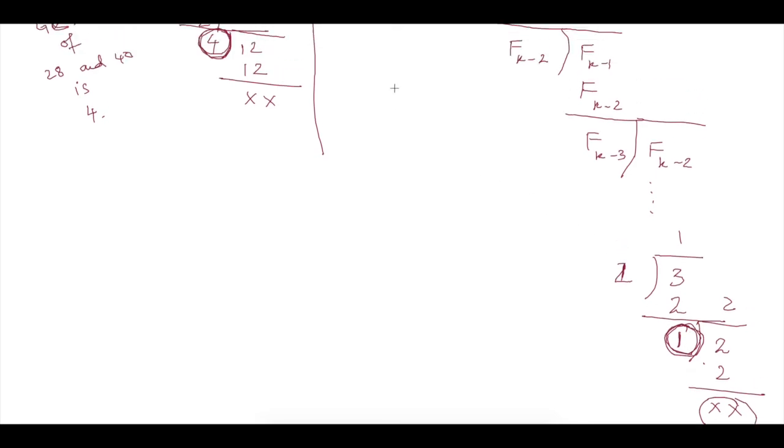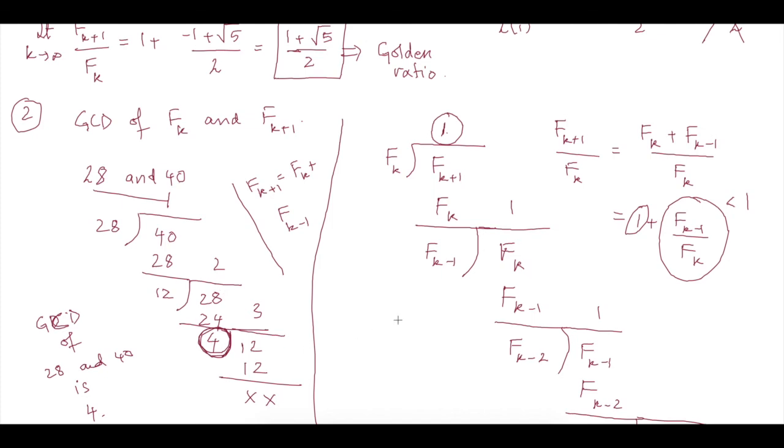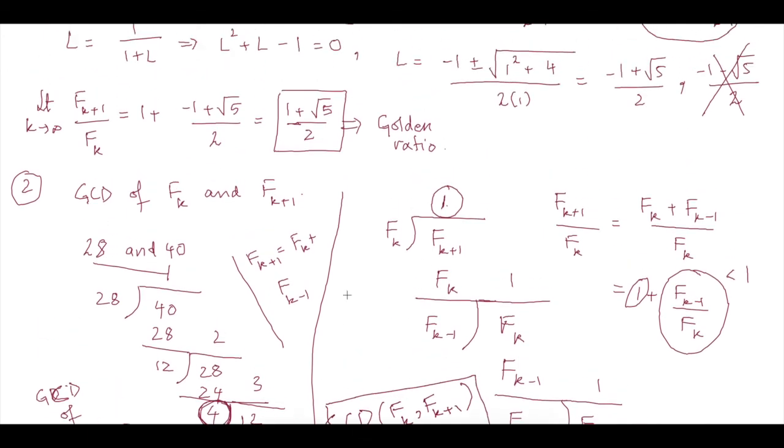So this means what we have done is we have proved that the GCD of any two adjacent numbers in the Fibonacci series is equal to 1. Okay. So these are two small properties of Fibonacci numbers.